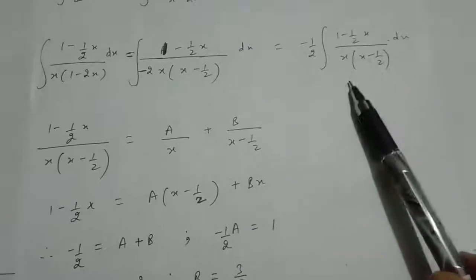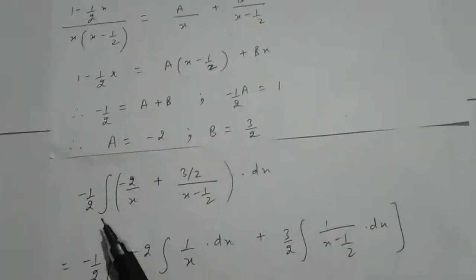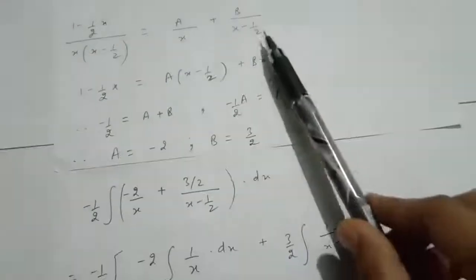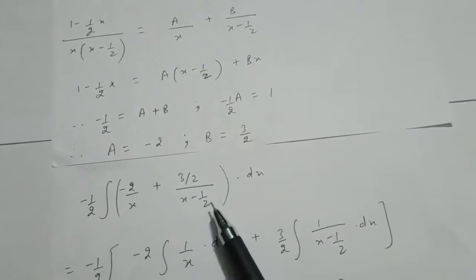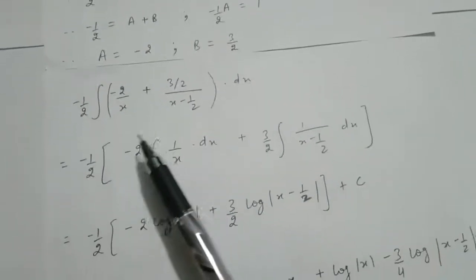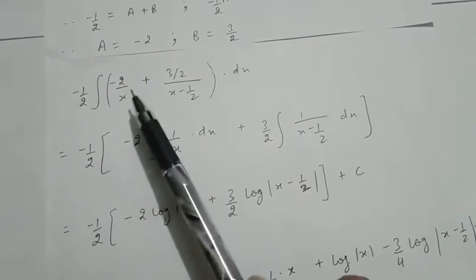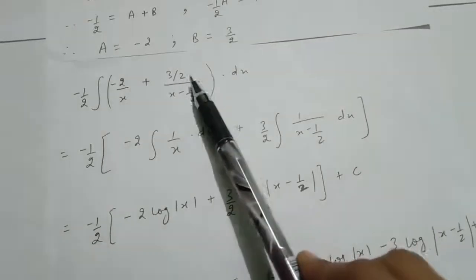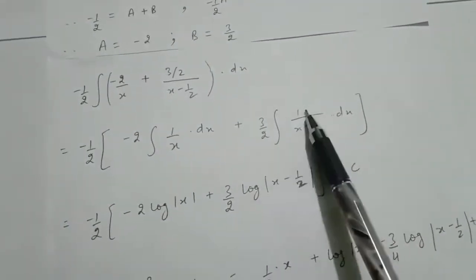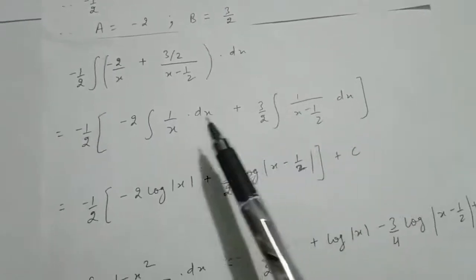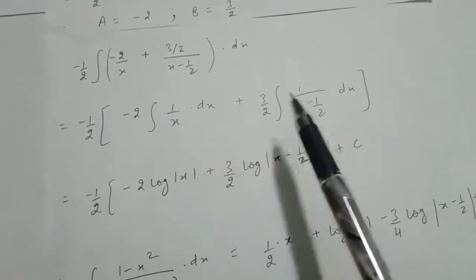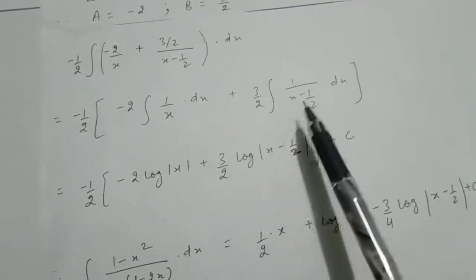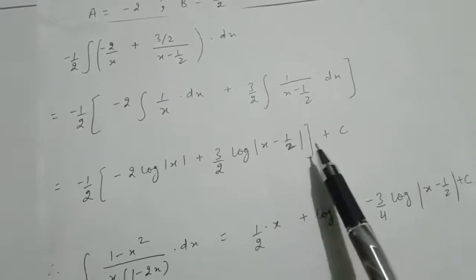Now this integral will become minus 1 by 2 integral of minus 2 upon x plus 3 by 2 upon (x minus 1 by 2). Now this can be written as minus 1 by 2 into, taking out this minus 2 common, integral of 1 by x into dx plus 3 by 2 outside the integral of 1 upon (x minus 1 by 2). Now you know the integral of both of these functions. The integral of 1 by x will be log mod x, plus 3 by 2 times the integral of this, which will be log mod of (x minus 1 by 2), plus c.